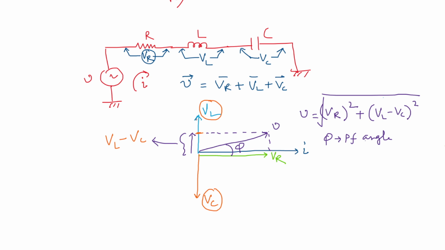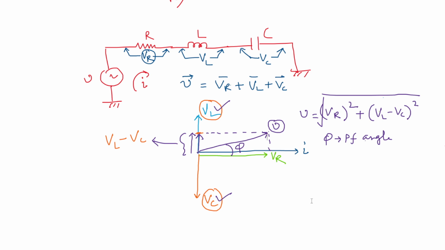So this is the phasor diagram of the series RLC circuit. Because VL and VC are directly in opposition to each other, we can take the difference between them, VL minus VC. If you add this VL minus VC and VR by phasor means, it will give you the supply voltage V. The formula is V equal to the square root of VR square plus VL minus VC whole square.